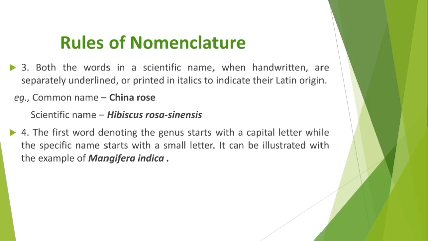Clear? So with this we came to know about 4 important rules of nomenclature. While writing a scientific name, these are the 4 rules which must be followed while naming an organism. My dear student, there are many other rules, but these 4 rules we should know very carefully.